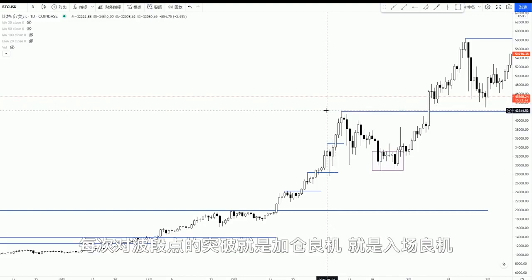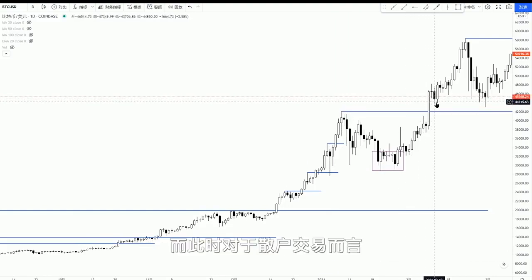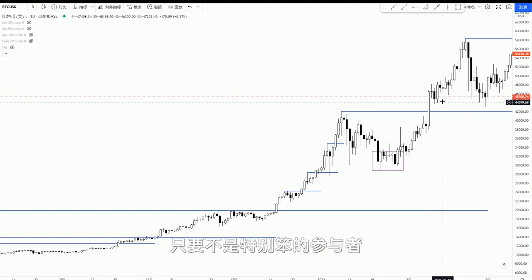And at this time, for retail trading, any participant who is not particularly stupid should be able to see that the market should actively participate in the trend direction in the midst of a bull market.